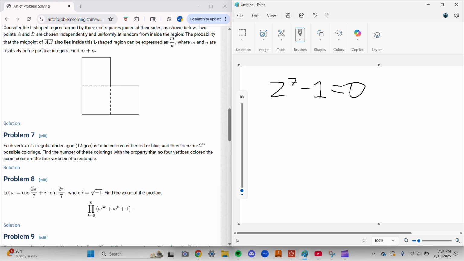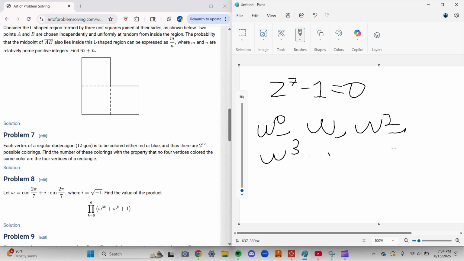So I'll show you what I mean. The first solution is just going to be w to the 0, which is 1, also e to the 0. w is basically e to the power of 2 pi i over 7. w squared is e to the power of 4 pi i over 7. w cubed is e to the power of 6 pi i over 7, etc.